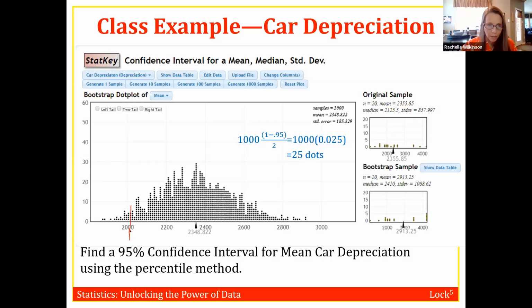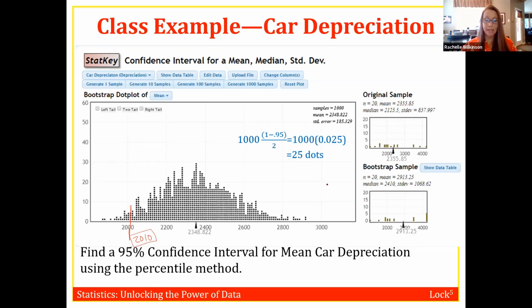Where my line crosses the x-axis is the lower limit of my confidence interval. Looking at my grid lines here, I can see that I'm not exactly on the grid line, which would be 2,000. I'm a little bit over. I can see that the tick marks are every 100. So based on where I cross the x-axis there, I think that's about 2010. So the lower limit of my confidence interval would be 2010.